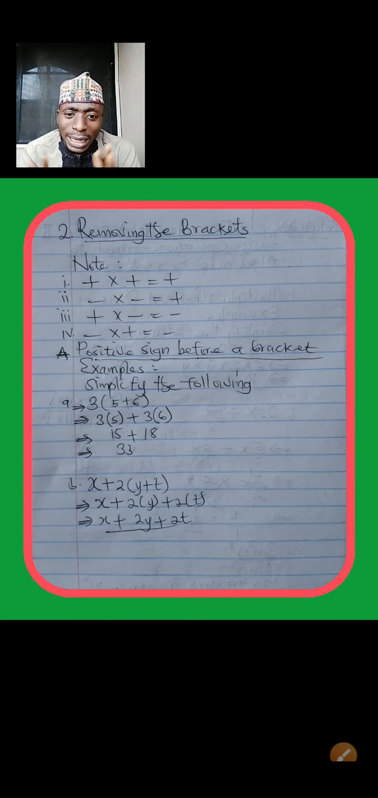So when I used plus 2 to multiply y, I got plus 2y. And when I'm using 2 to multiply t, I got plus 2t. So that's the answer. You leave it like that. You just leave it like that and continue your work.